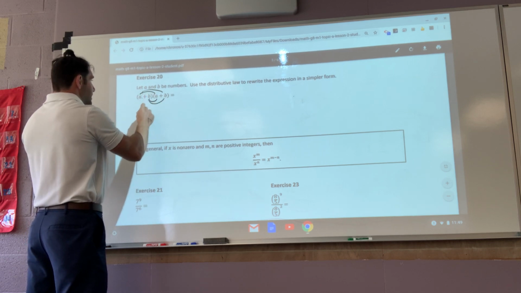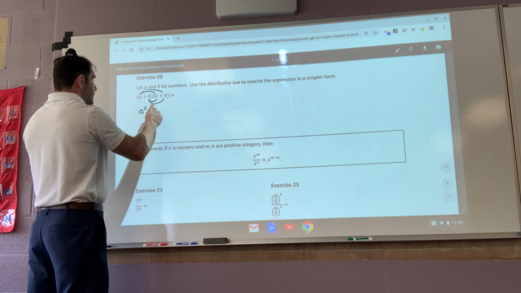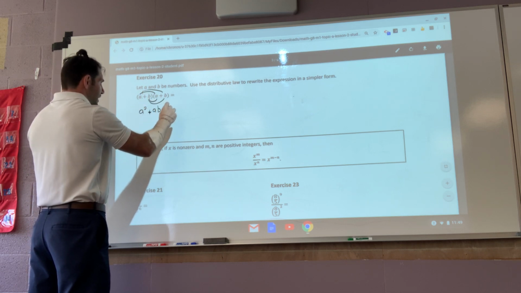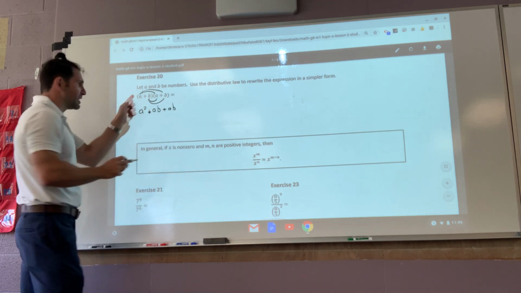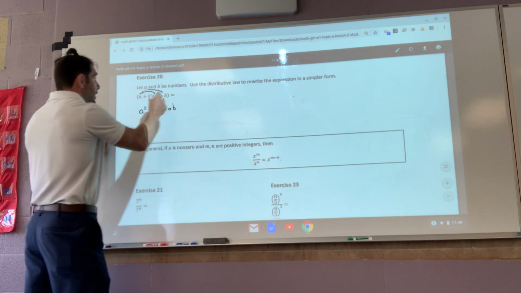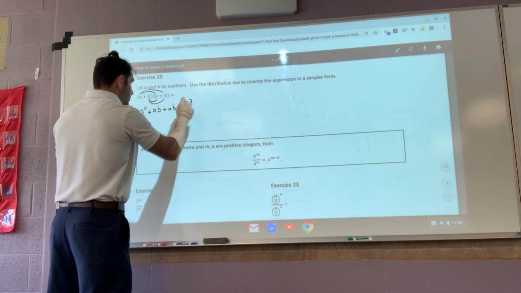So a times a is a squared. A times b is ab. B times a is ab. Mr. H, if it's b times a, isn't that ba? The commutative property tells me that I can flip-flop them. And b times b is b squared.